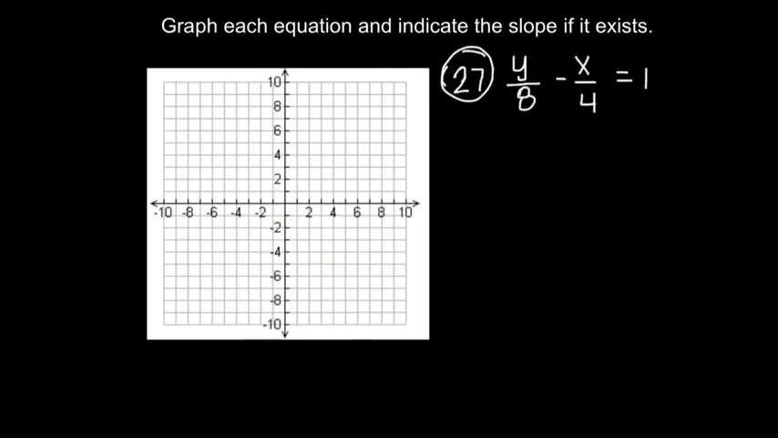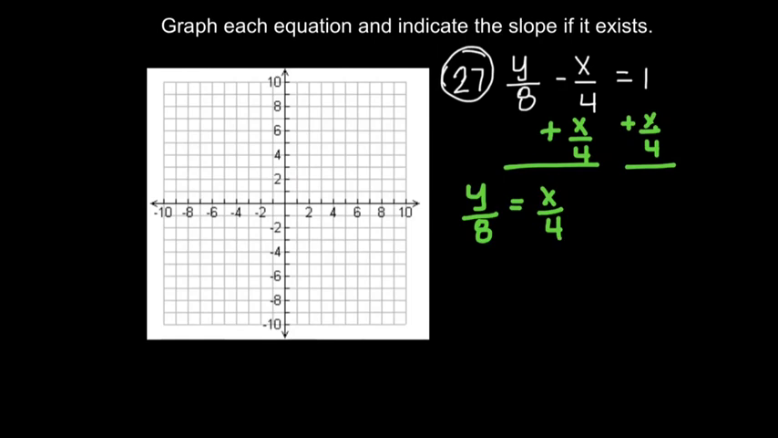For this one, we could also put it into slope-intercept form. To get the y by itself, I could first add the x over 4 to both sides. So that leaves me with y over 8 equals x over 4 plus 1. Now what I could do is clear the fraction. Since the y is not by itself because of the divided by 8, I could multiply each term by 8. So multiplying each term by 8 clears the fractions, and it also keeps the equation equal.